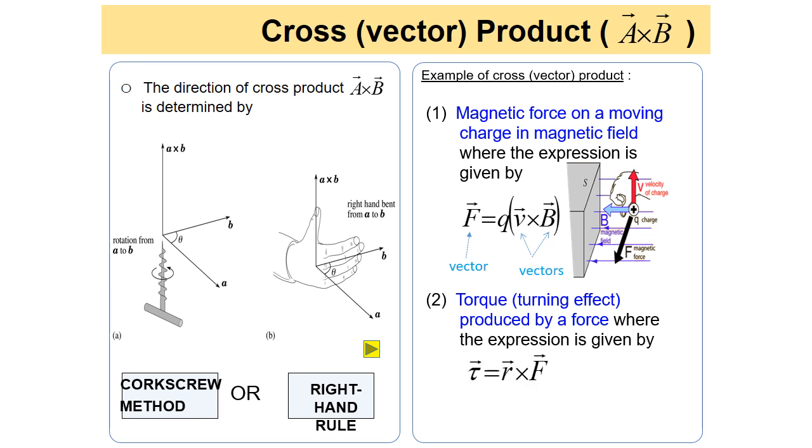Another one is torque. We have R cross F, both are vectors. Then we get a vector.